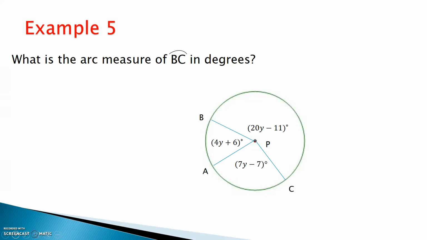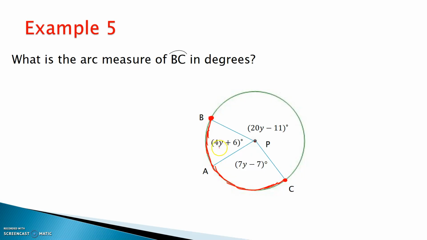Okay, this one says, what is the arc measure of BC? So I want to know from B, let me use a different color here, from B all the way to C, but I want to use the shortest distance because they only use 2. So looks like this way it's going to be shorter. So I want to go in this direction. All right, and that's all they give you. So what the heck is going on here?